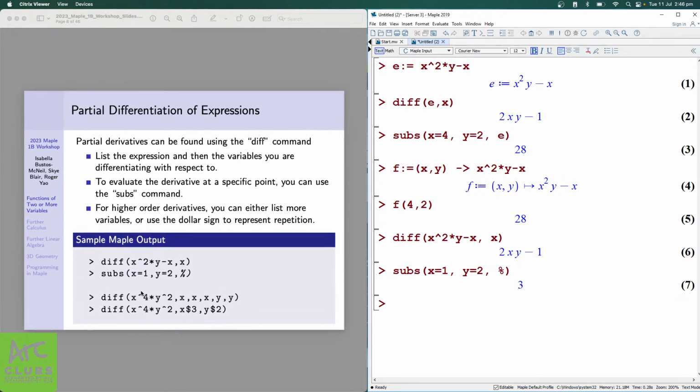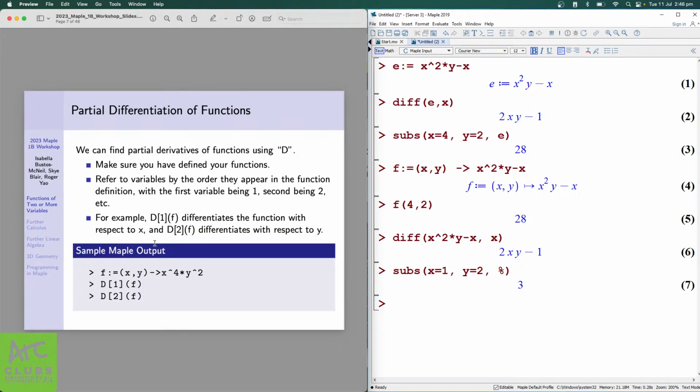We can also do, as you can see here in the sample output, differentiate functions multiple times with respect to both x and y. And if we want to have the repeats, we can use that $.